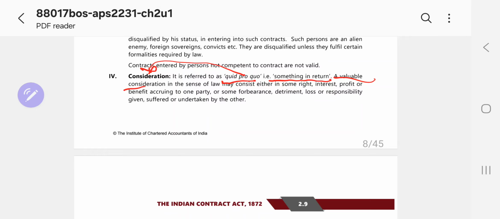A valuable consideration in the sense of law must consist either in some right, interest, profit, or benefit accruing to one party, or some forbearance, detriment, loss, or responsibility given, suffered, or undertaken by another party. So, to become a valid contract, the consideration should be valid.